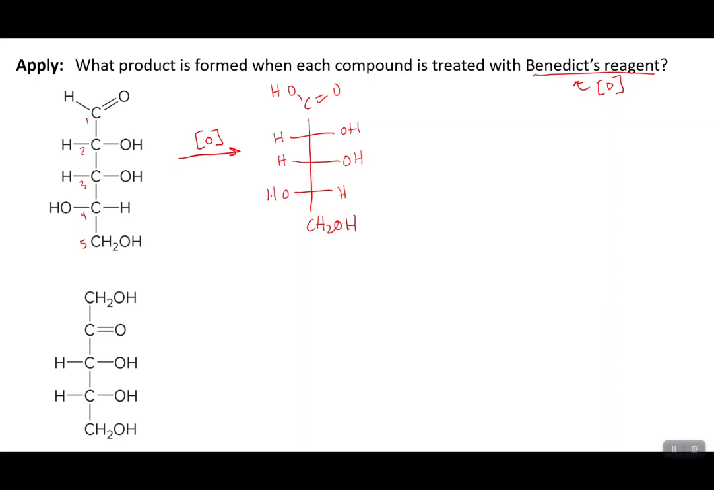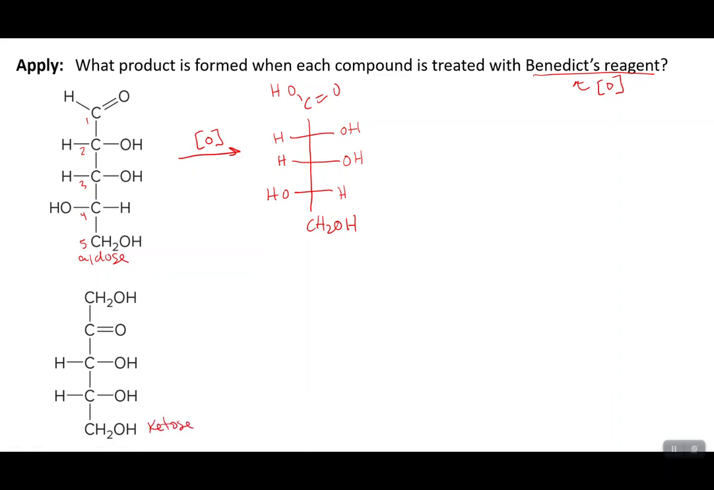And that's it. And this is the carboxylic acid that you get, which again is a type of aldonic acid. All right, let's look at the next one. The next one, I realize that I have a ketose. So this here is going to be a ketose.